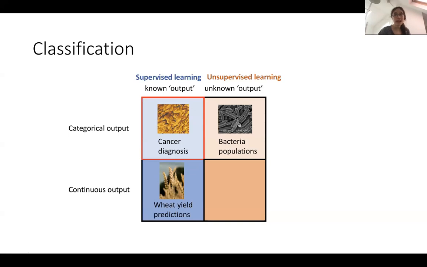Hello. Today, we're going to talk about classification algorithms. This is a kind of supervised learning in which you have categorical output. For example, in the introduction, we introduced the problem of trying to diagnose cancer from images of cells. Here, the output is a categorical value. Either the cells are cancerous or normal.